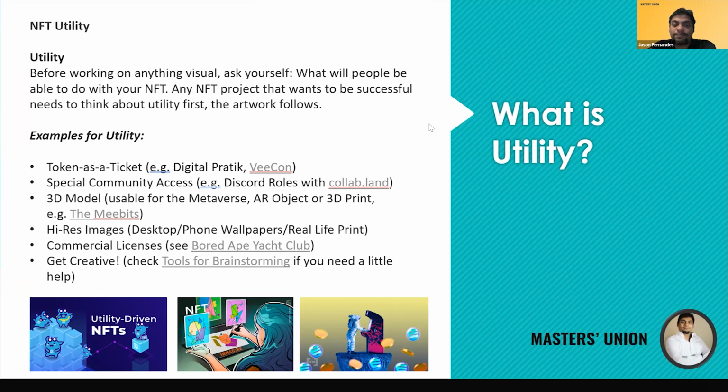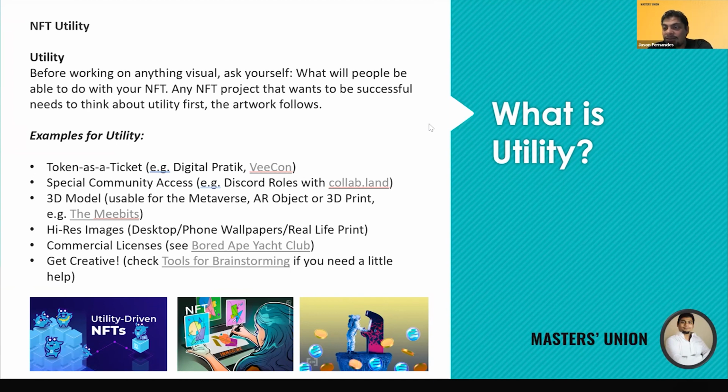Another is special community access. For example, Collab Land is selling NFTs, and that NFT entitles the owners to have a particular role within their Discord community. So, for example, you can sell an NFT that makes the buyer some sort of admin within a group that you have, right? That's another model for what you can attach in terms of utility to your NFT to make it worth somebody's time to purchase, right?